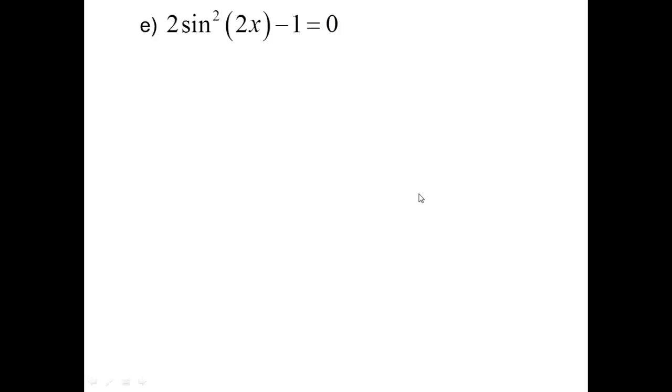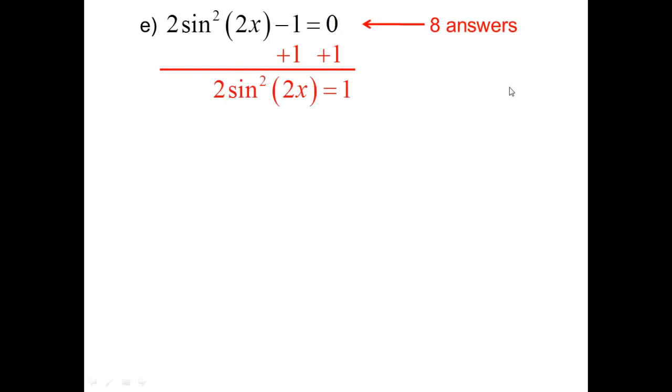Let's try this one. Go ahead and hit play when you're ready. So we are doing a sine function, which means two solutions. It's being squared, so we know to double it into 4 solutions. But then it's also a double angle, which means we're going to double it again. I expect 8 solutions on this one. Let's see what happens. Add 1, divide by 2.